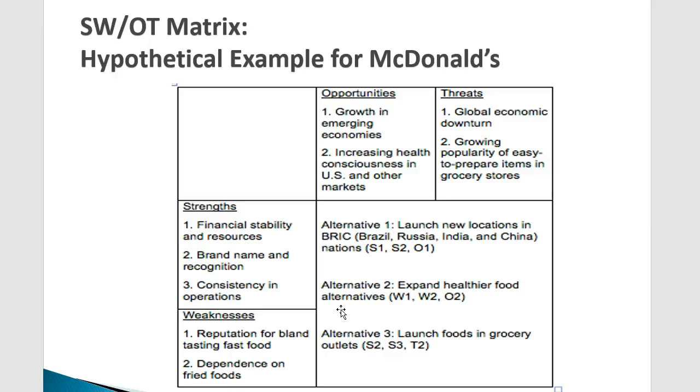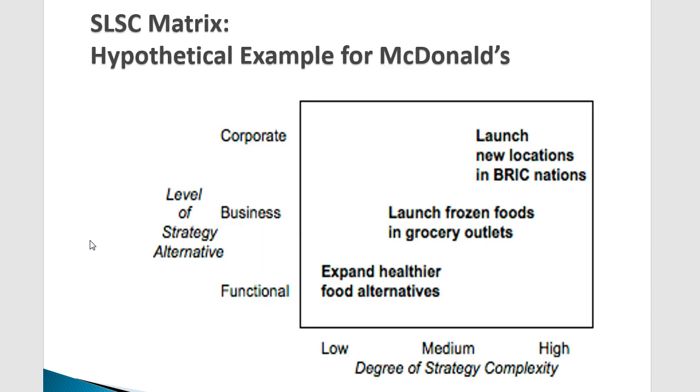So again, it's a management tool where we put our matrix together and then look at it and think about how we could leverage these facts about the company to move forward. If we look at McDonald's, we could look at the level of strategic alternative and the degree of strategic complexity. So what's the hardest thing to do? Maybe launching new locations in foreign countries, and something easier would be to create new menu items that will be a bit healthier.